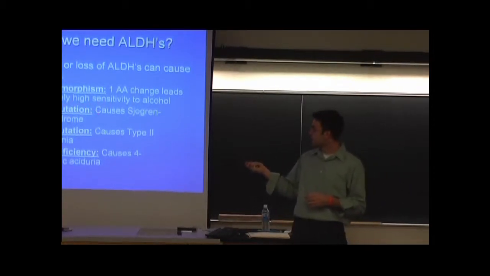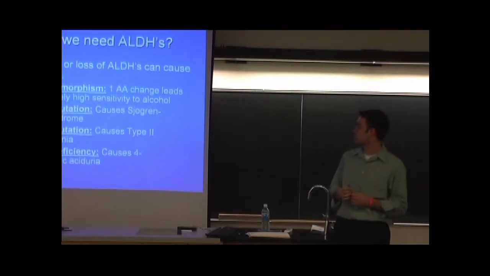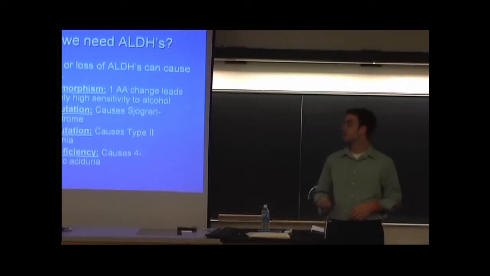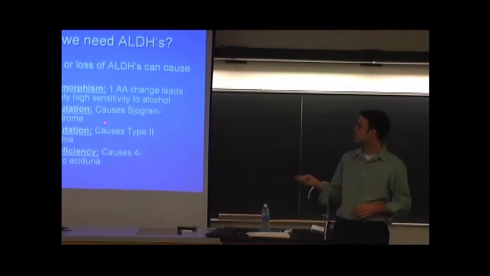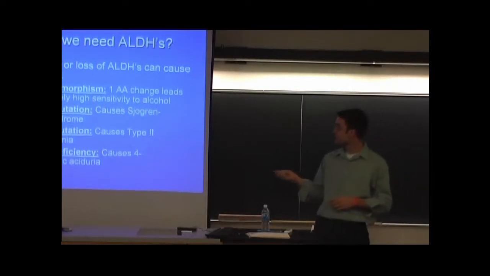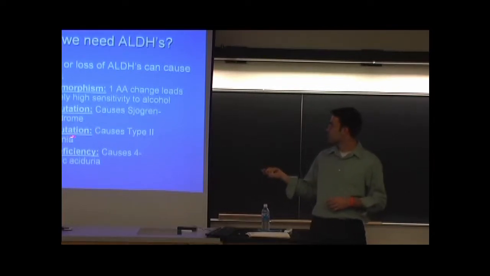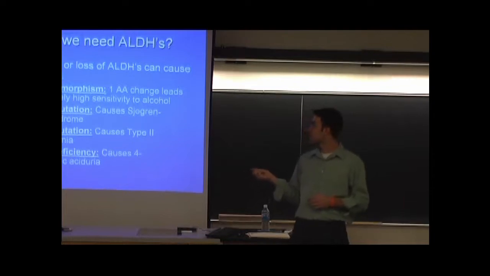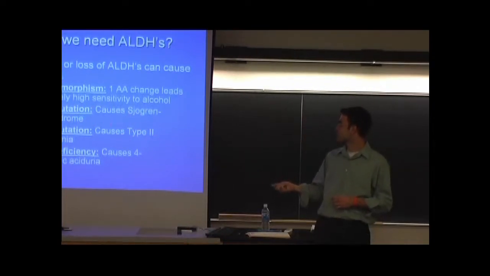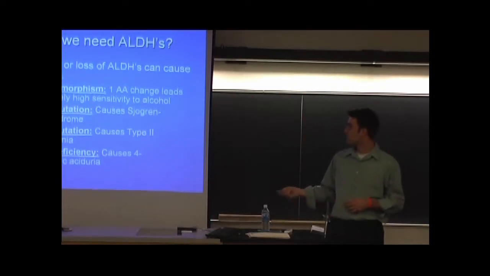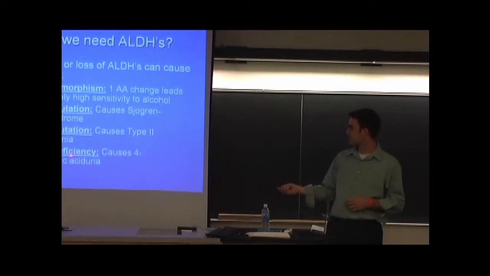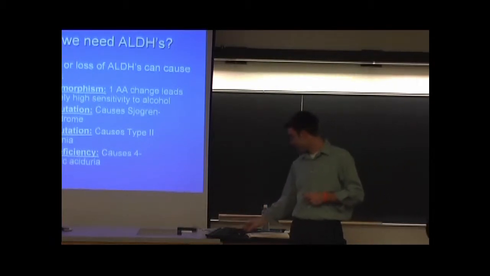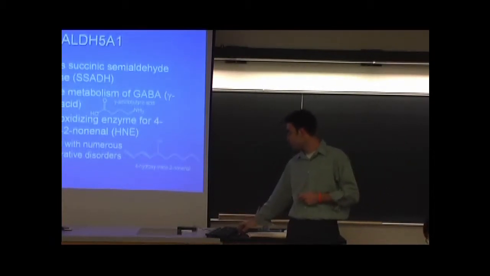And then an ALDH3A2 mutation can cause Sjogren-Larsen syndrome, which is a thickening of your skin, becomes fleshy-like. People with this also have mental retardation and their legs are spastic. ALDH4A1 mutation causes type 2 hyperprolinemia, and that is characteristic of mental retardation as well as convulsions. And then the protein that I'm studying, ALDH5A1, a deficiency in that causes 4-hydroxybutyric aciduria. I'll be talking about that in a little bit.